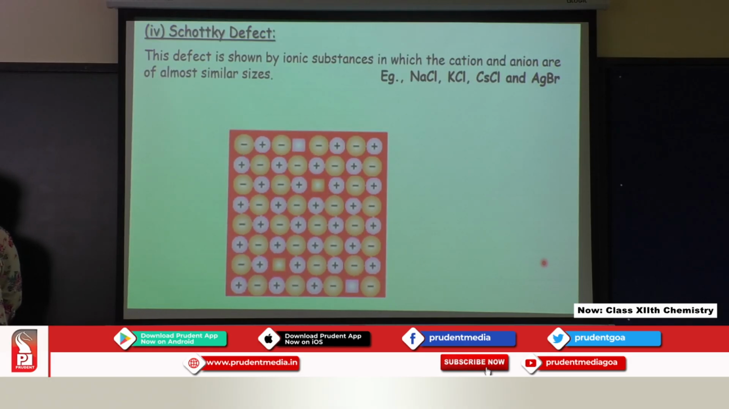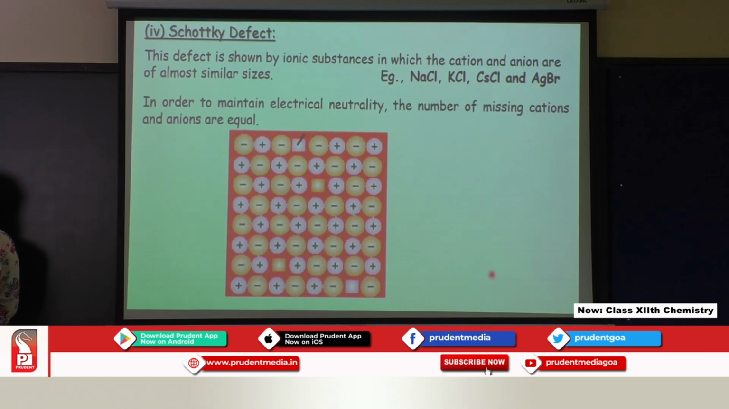Coming to a Schottky defect, this defect again is shown by ionic substances only, and this is in those ionic compounds where the cation and anion have almost similar sizes. Some examples are sodium chloride, potassium chloride, cesium chloride and silver bromide. From the figure, you will notice that there are two cations missing and two anions missing from the crystal.